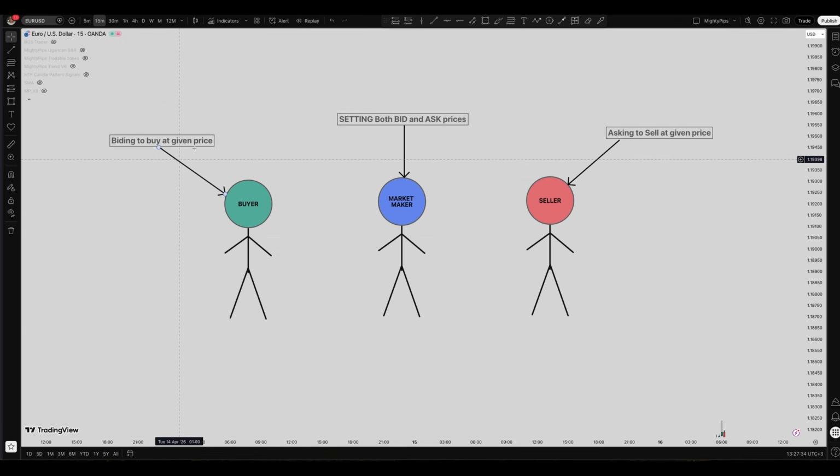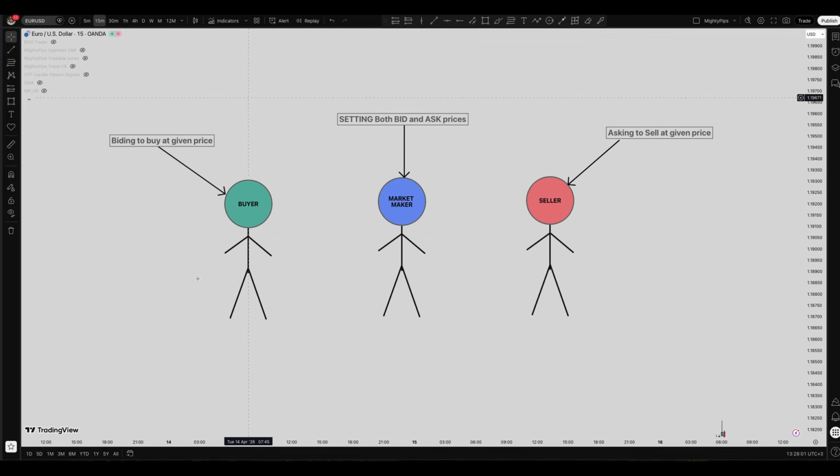So who do you send your bid to? Because in the market you're bidding, there are many bidders also, right? It's like an auction. Actually, the market is like an auction. There are many buyers placing their bids to buy at a certain price. And then on the opposite side, there are sellers asking to sell at a given price. Now the sellers are asking, the buyers are bidding, right?